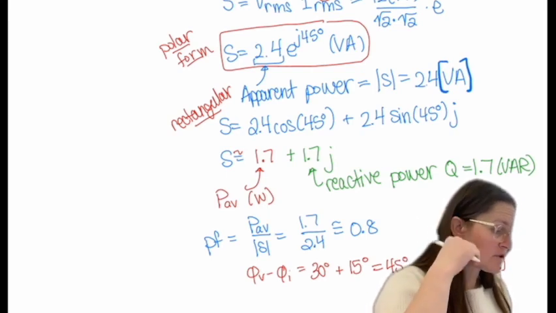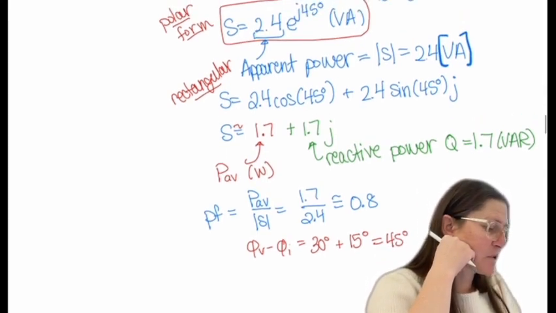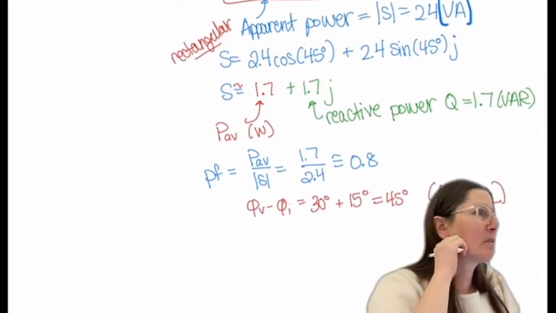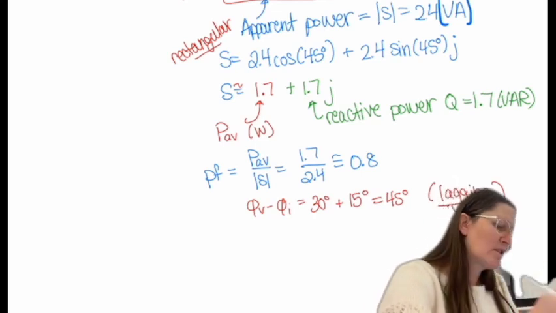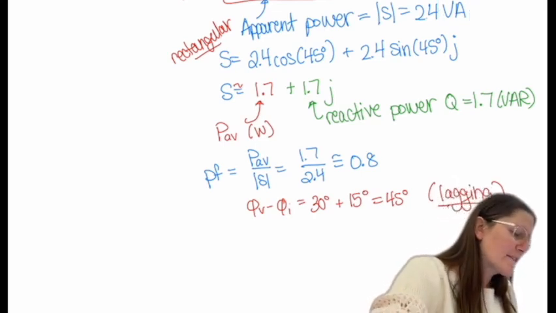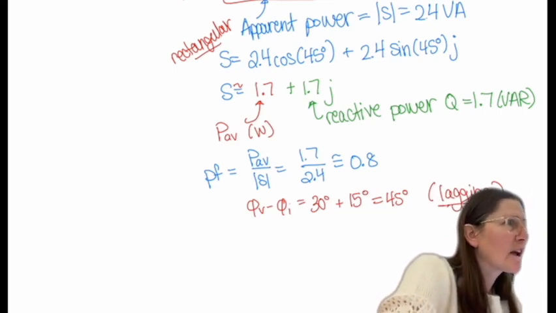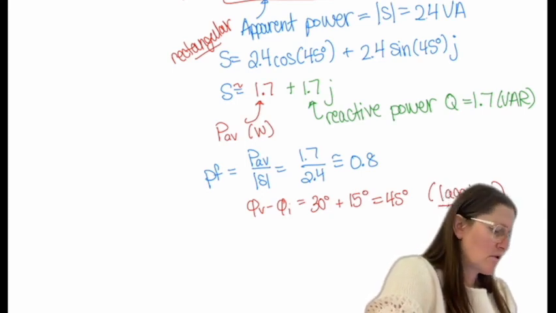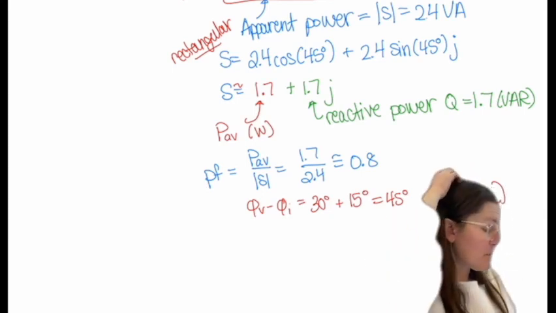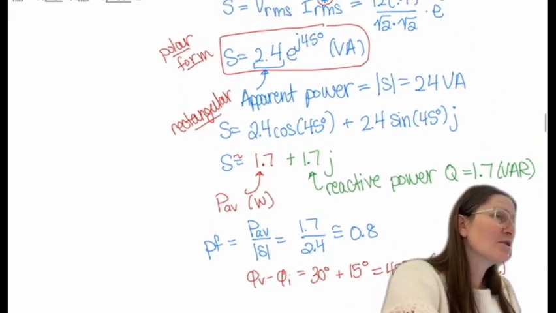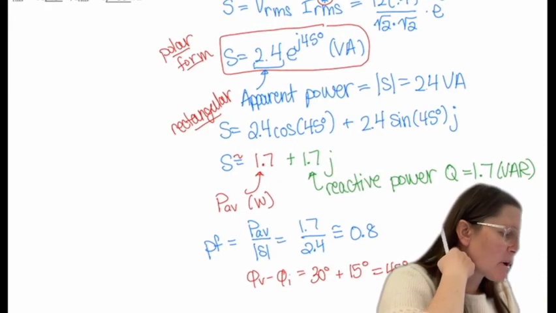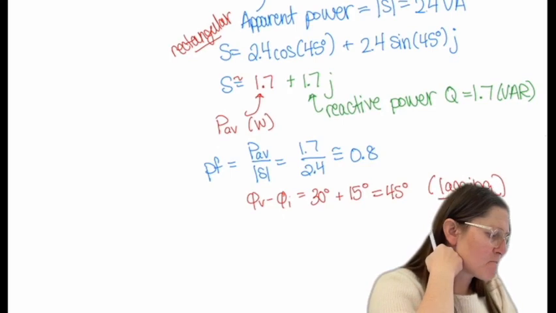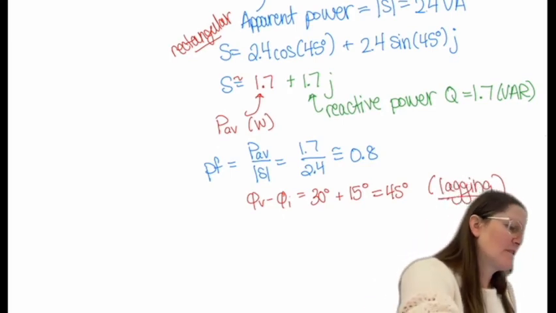And then the rectangular form is 2.4 cosine 45 degrees plus 2.4 sine 45 degrees j. That ends up being 1.7 for both of those. And so watts is the units for the P average, and then VAR, volt-ampere reactive, for the Q. And for the power factor, you look back to the complex polar form, you see it's positive for 45, so that's lagging. And then 1.7 over 2.4 gives you 0.7.